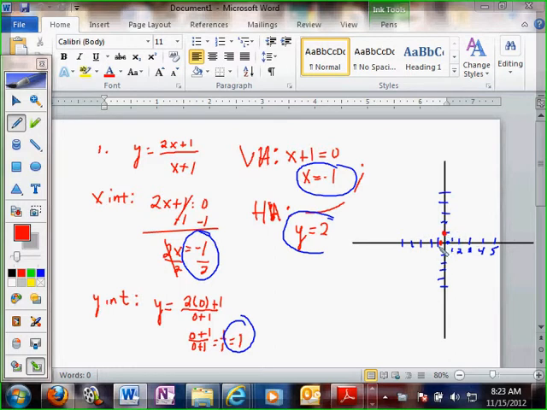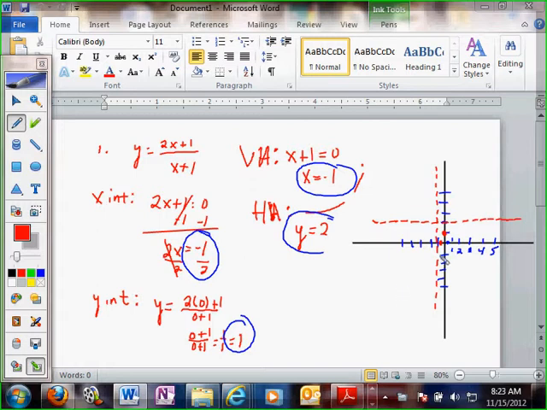So I know my function is going to go right in between those 2 points. My vertical asymptote is at x equals -1. So that's that vertical line. We're going to draw it as a dashed line that goes right through the -1 on the x-axis there. My horizontal asymptote is y equals 2. That's that horizontal line that goes right through y equals 2. And then that's all the information that I have.